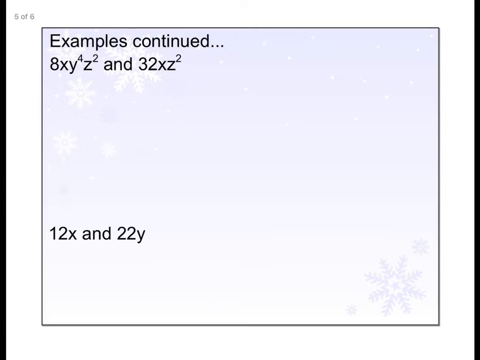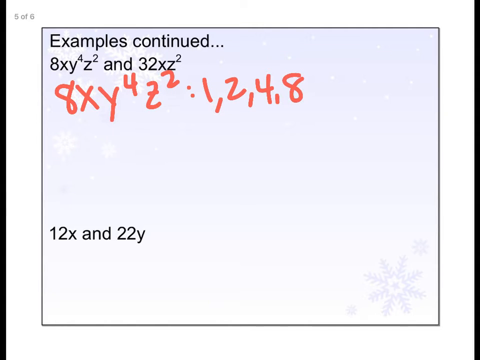For these next few examples, my suggestion is try them on your own, pause this video, and then come back and see if you got it correct. So I'll start with the first one. Go ahead and pause it if you want to. We have 8xy to the 4th z squared. So start with 8. The factors of 8 are 1, 2, 4, and 8. And then I have 1x, 4 y's, and 2 z's.